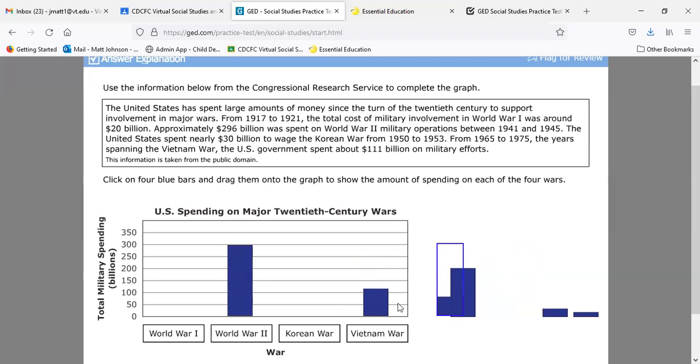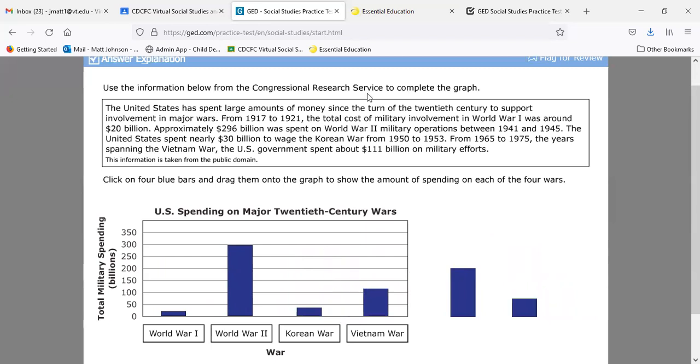Korean War. Let's see. This is 30. That is about 80, right? Let's see. Maybe I can use one of these. World War I is 20, so that should be the smallest one. Okay. Korean is 30 billion. So here we got the smallest one is about 20. Wait a minute. World War I. 30 billion is Korean. And then 30 is going to be Korean. Okay, Korean. Yes, that is definitely more.